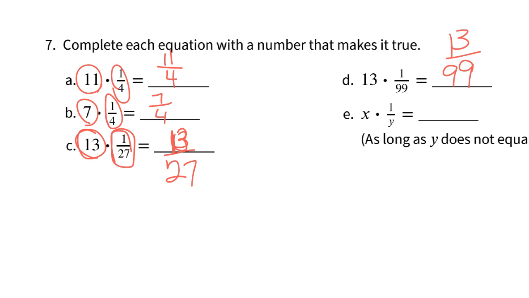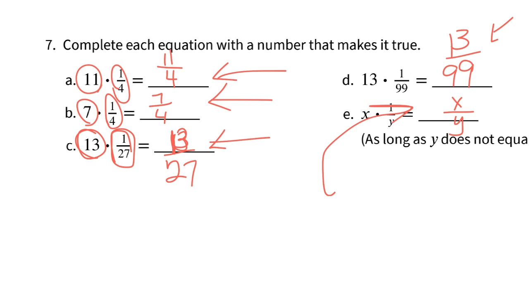And then last one, this means X copies of 1 Y, one Y. And so that is X over Y, because every single example followed that same pattern. So this is going to be no different.